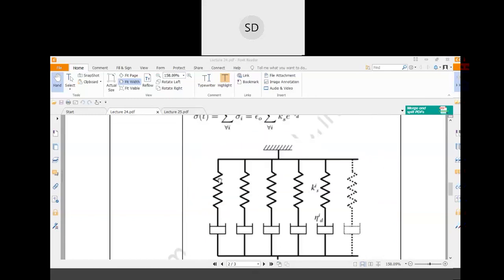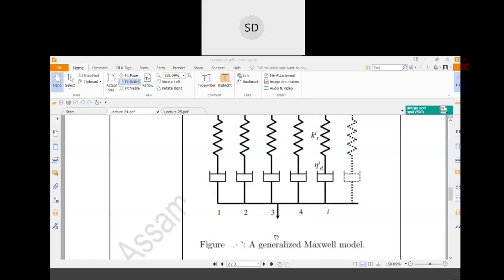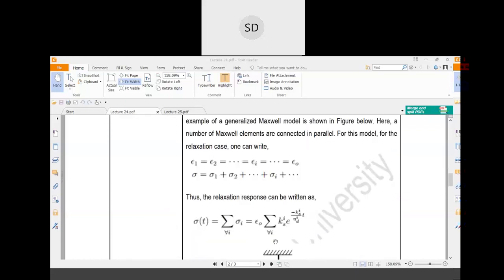Now, this is an example of a generalized Maxwell model. See here, all these components are connected in series, and after that, all these Maxwell models are connected in parallel. This is one Maxwell model, this is another Maxwell model, this is another Maxwell model, and all these Maxwell models are connected in a parallel connection. So this is a generalized Maxwell model. Similarly, you can design a generalized Kelvin-Voigt model. So when n components are used, that type of model is called a generalized model.